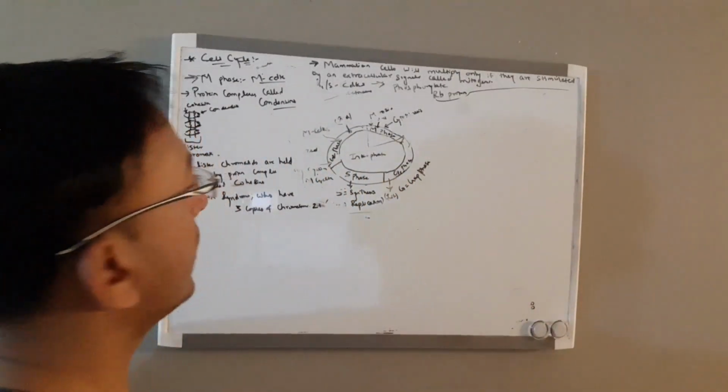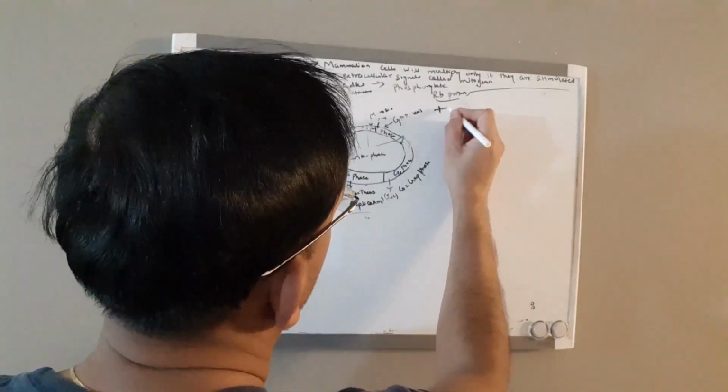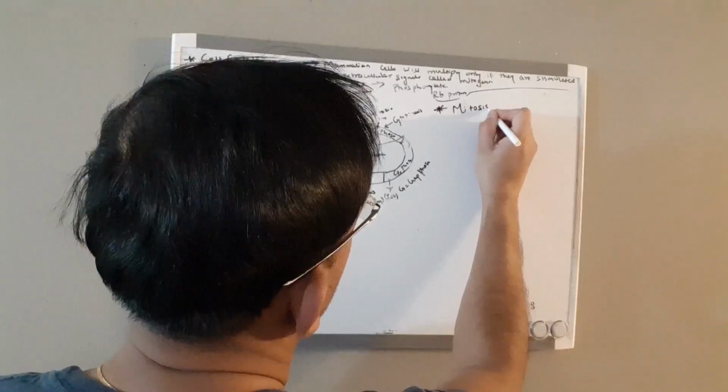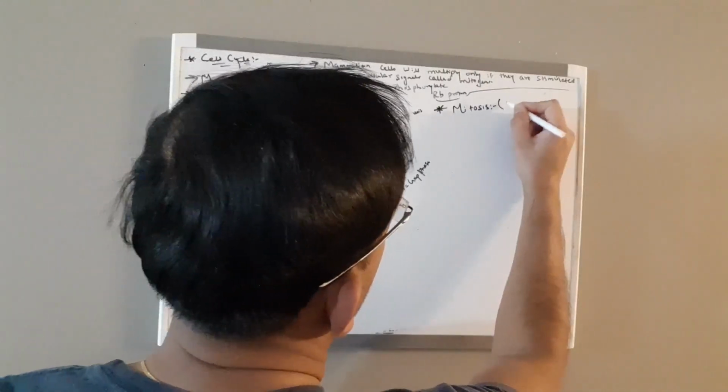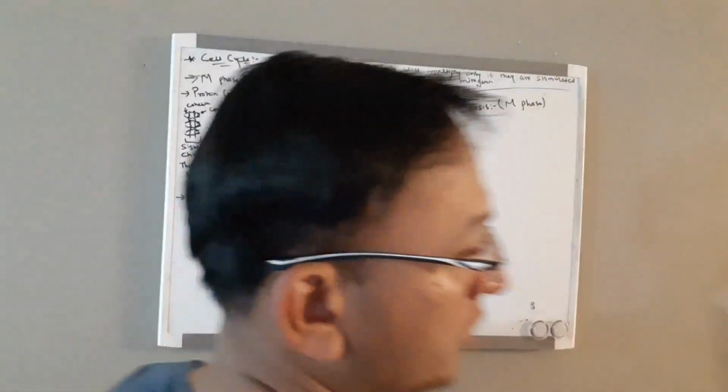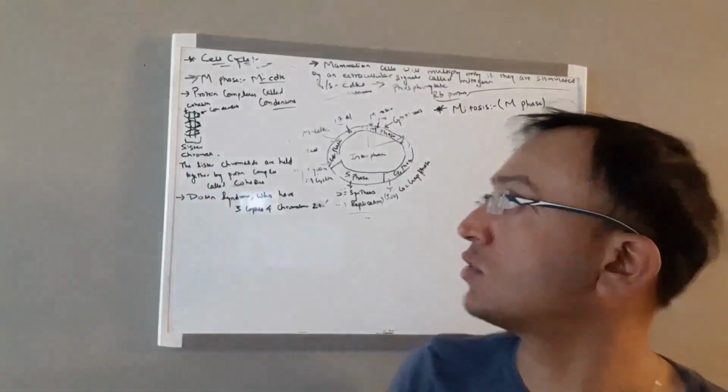All right, so we'll study mitosis now, right? That is the M phase, and the M phase also has cytokinesis as well. So mitosis and cytokinesis too.